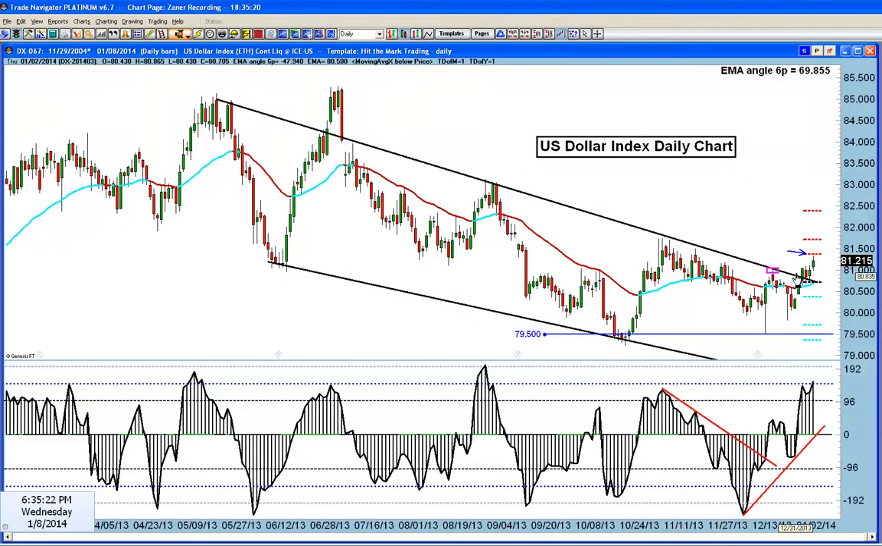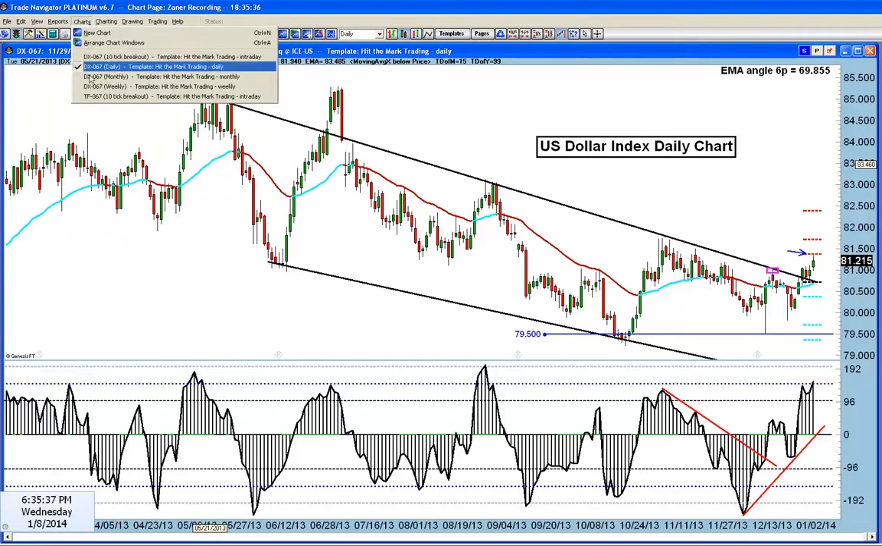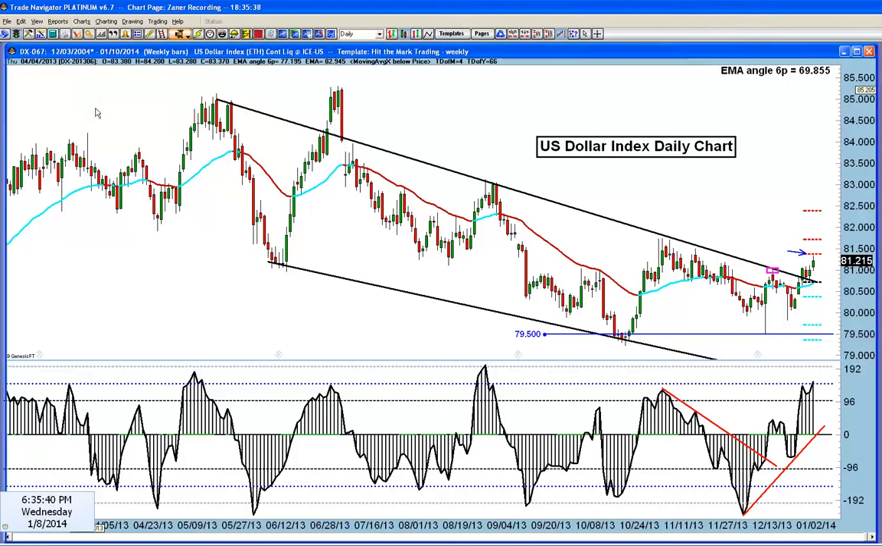If you were with me last night, you saw that I suggested we would probably hit up here. Remember that? Well, wow, it happened. All we're doing is using trend and momentum trading techniques. So let's go to the weekly, and I'll come back to this chart.